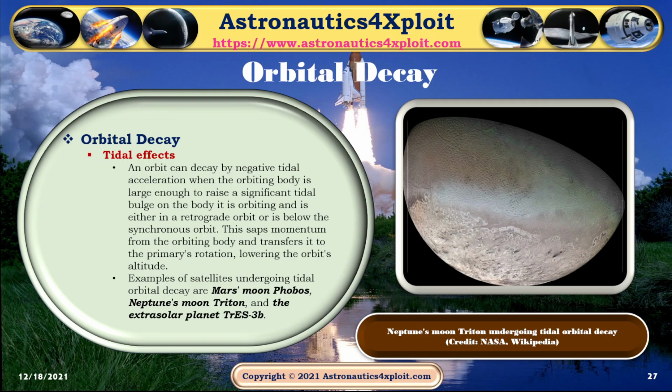An orbit can decay by negative tidal acceleration when the orbiting body is large enough to raise a significant tidal bulge on the body it is orbiting, and is either in a retrograde orbit or is below the synchronous orbit. This saps momentum from the orbiting body and transfers it to the primary's rotation, lowering the orbit's altitude. Examples of satellites undergoing tidal orbit decay are Mars moon Phobos, Neptune's moon Triton, and the extrasolar planet. This picture shows Neptune's moon Triton undergoing tidal orbital decay.